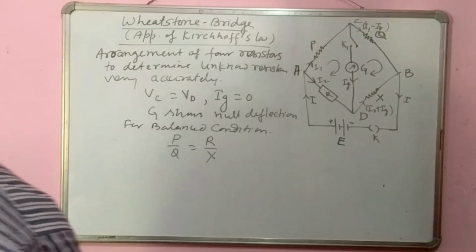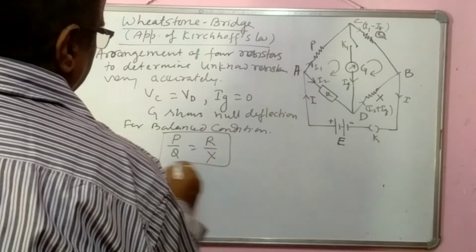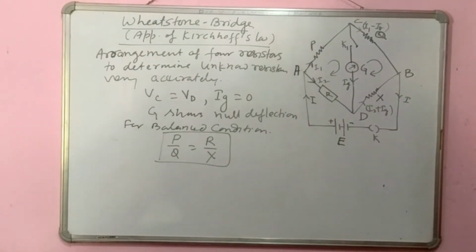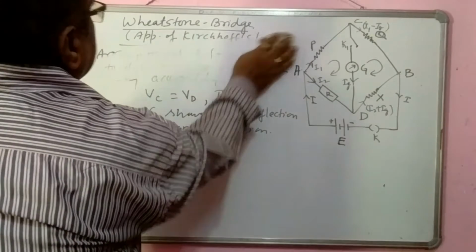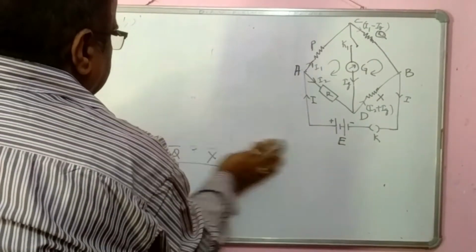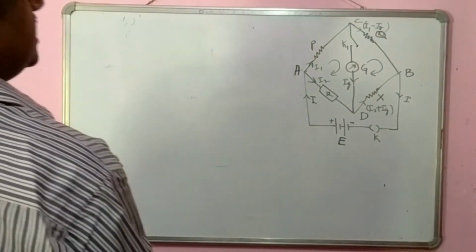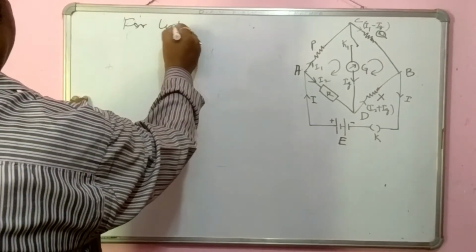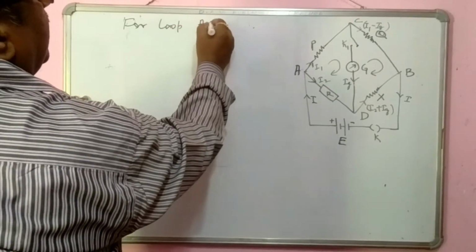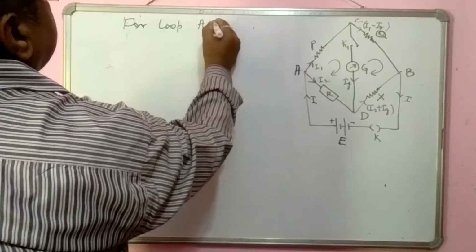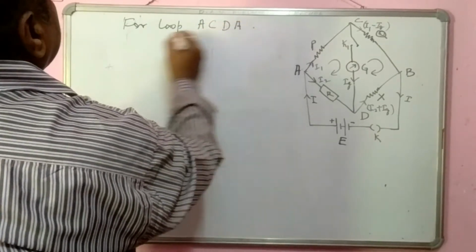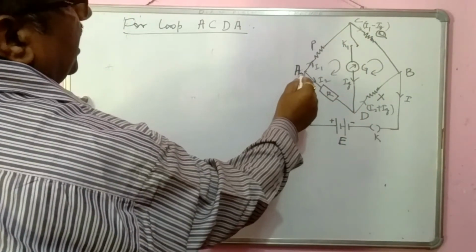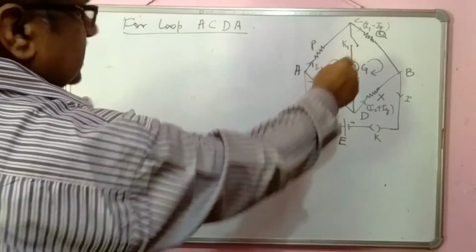This should be proved using Kirchhoff's law. To prove this, we will use Kirchhoff's voltage law. Using Kirchhoff's voltage law, what will we get? For loop A, C, D, A, we are moving from A to C, C to D, and then again to A along this direction. Here it is shown.